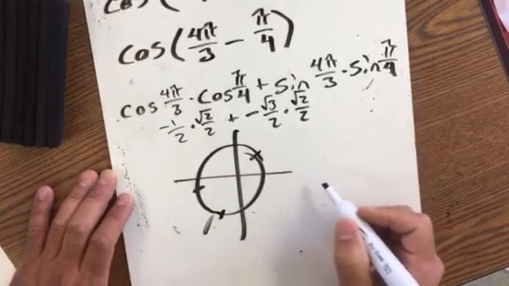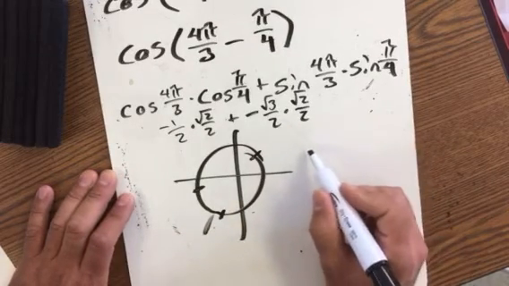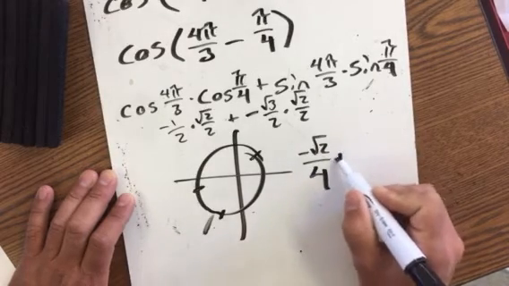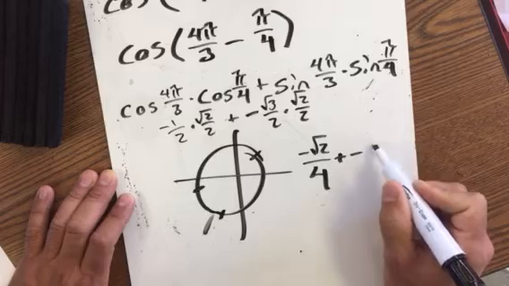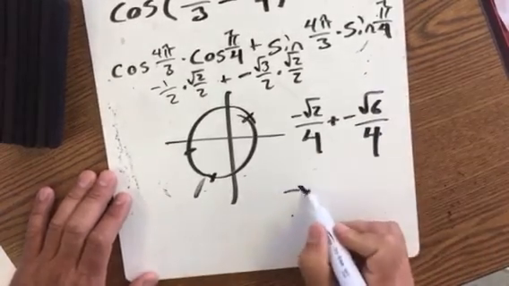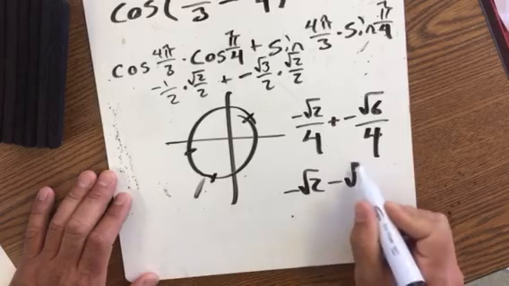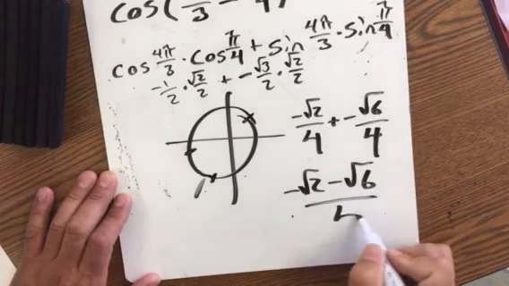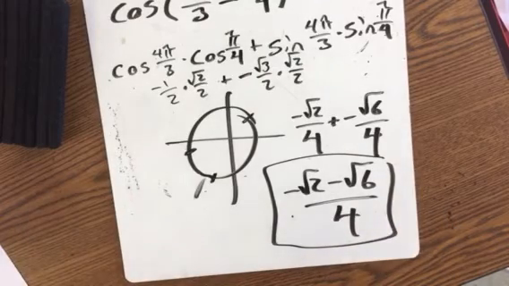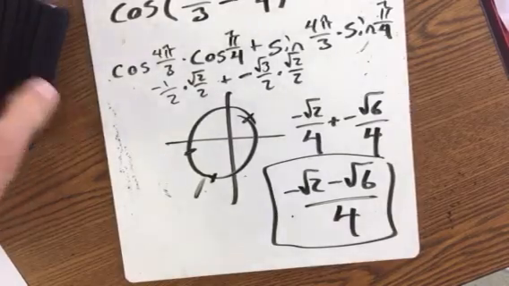So this is going to give me negative square root of 2 over 4 plus negative square root of 6 over 4, which is negative square root of 2 minus square root of 6 over 4. So that's kind of how we're going about these. And hopefully that makes a little bit of sense, so when we get to class we can do that.